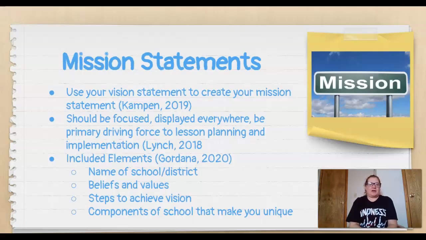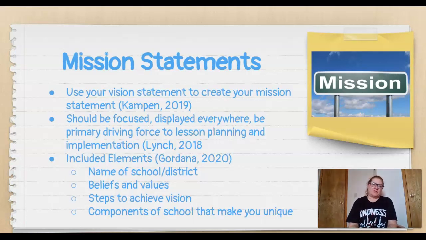Mission statements, you want to use your vision statements to create your mission statements. They should be focused. They should be displayed everywhere. They should be the primary driving force to your lesson planning and implementation. Some of the included elements in a mission statement should be the name of your school or district, your beliefs and values, and your steps to achieve your vision. You have your vision statement in place. What are you going to do to reach that vision? And the components of your school that make you unique.